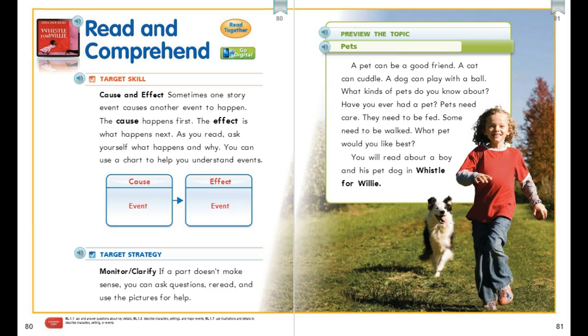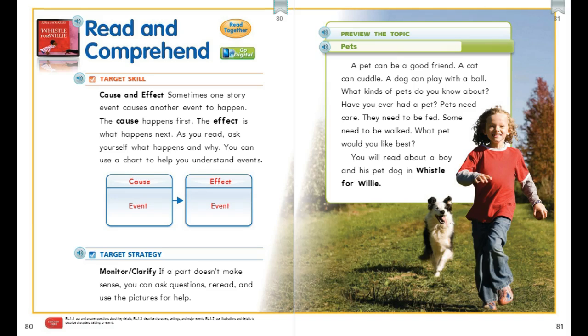Our target skill is cause and effect. It says sometimes one story event causes another event to happen. The cause happens first. The effect is what happens next. As you read, ask yourself what happens and why. You can use a chart to help you understand events. A graphic organizer like this one can help show how one event leads to another. And by listing causes and effects, it will help you to understand what's happening in the story and why.